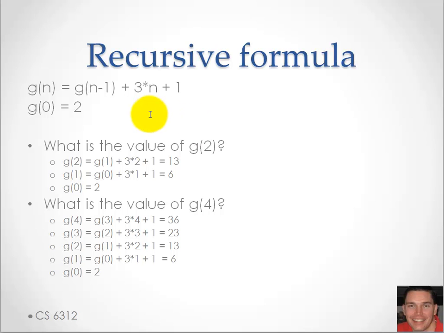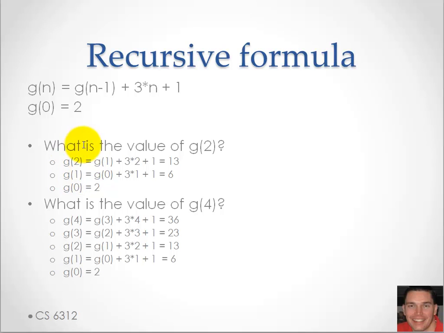Let's look at another example here of a recursive formula. Here we're saying g sub n equals g of n minus 1 plus 3 times n plus 1. Notice here g is defined in terms of itself. So this is a recursive formula, and this means we must have a base case. Here the base case is g0 equals 2.